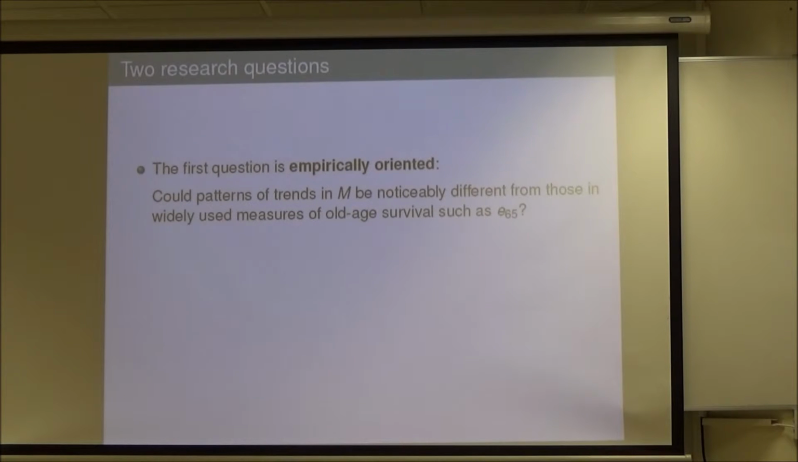We already saw in the previous slides that trends in M and trends in E0 were quite different, but how about those for life expectancy at an older age, like E65 or even E55 or E75, for instance?